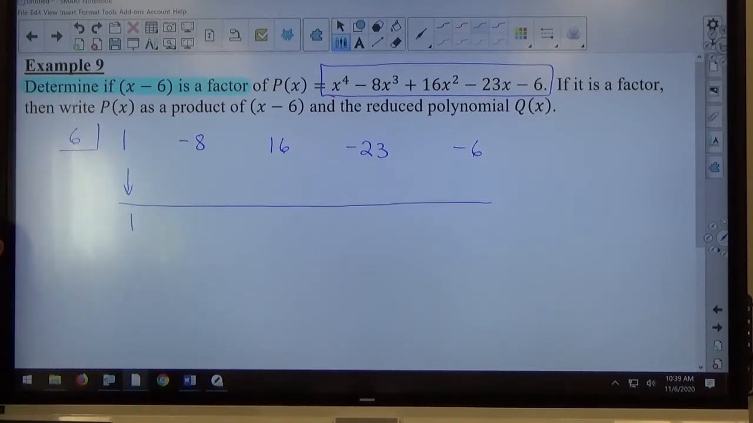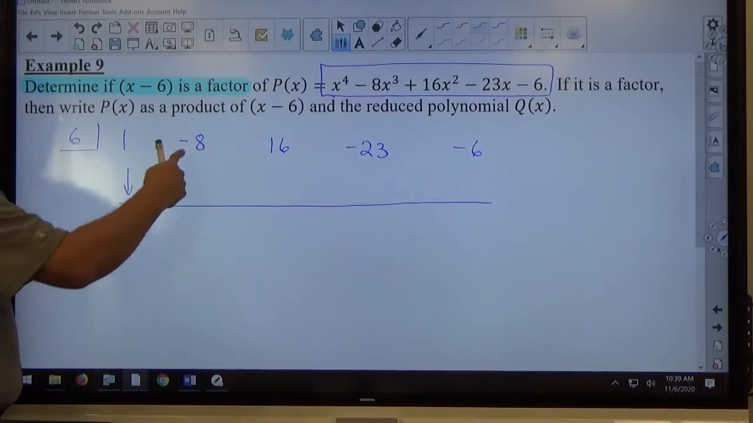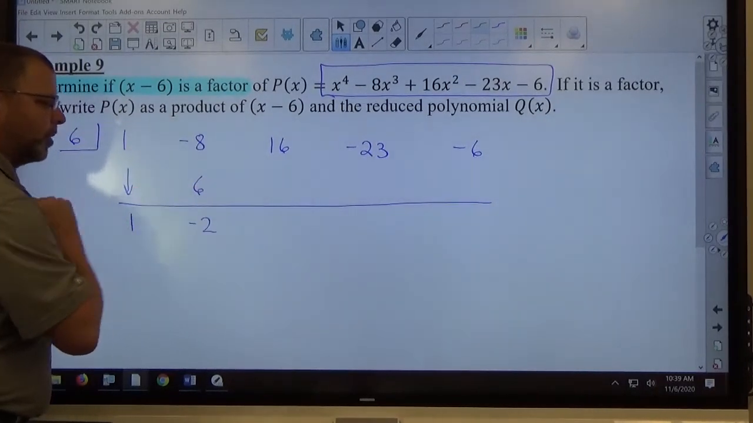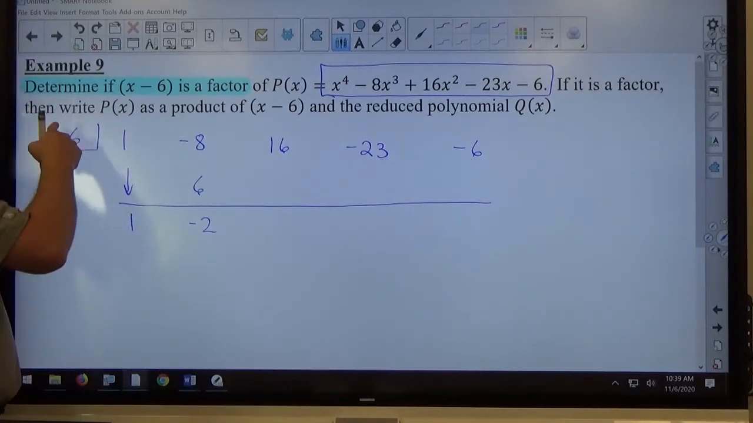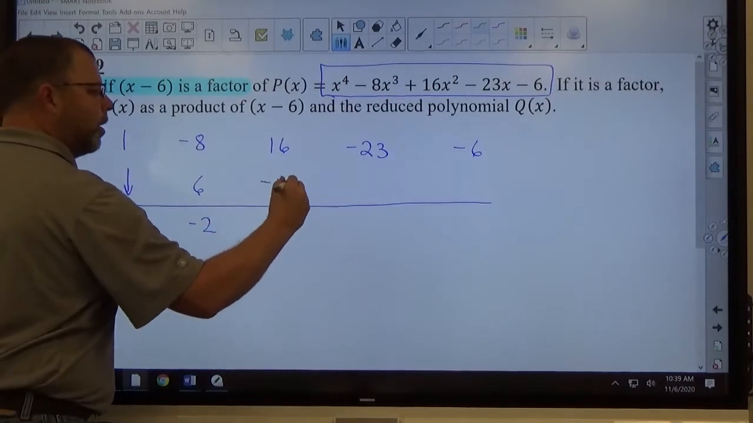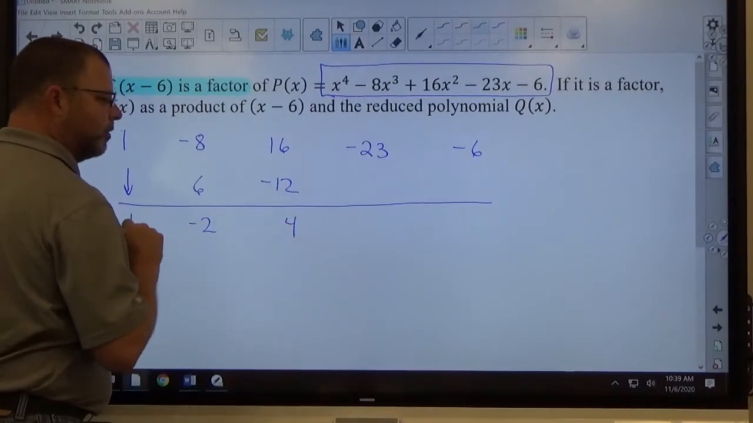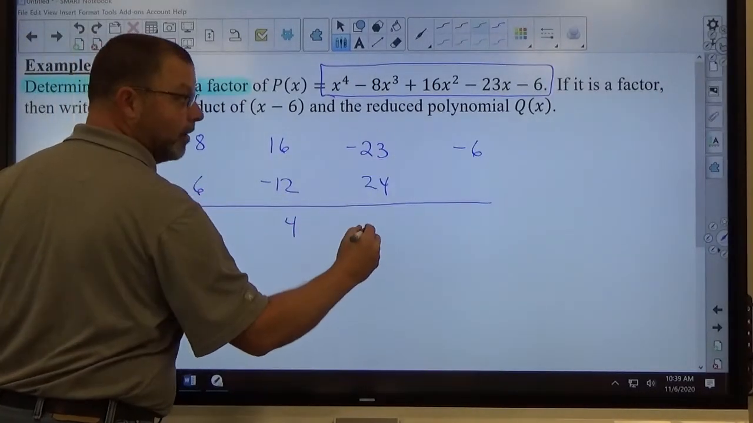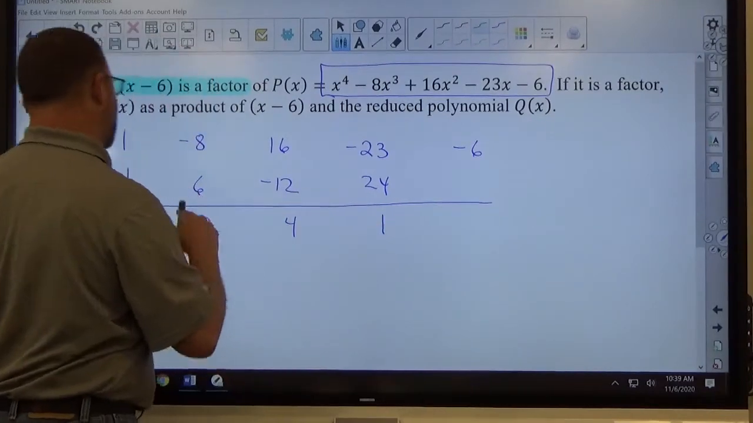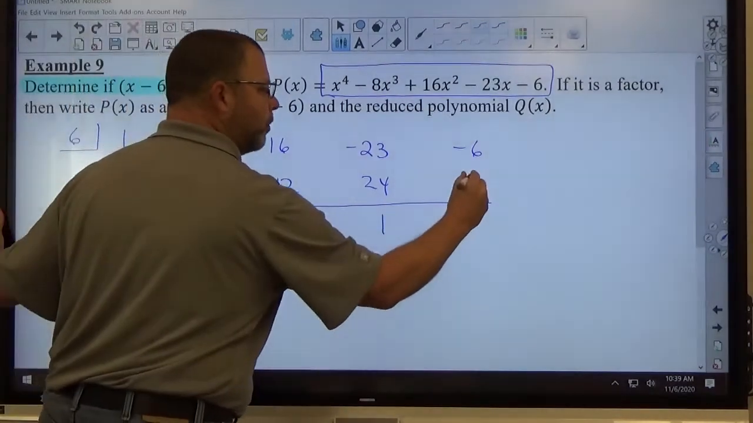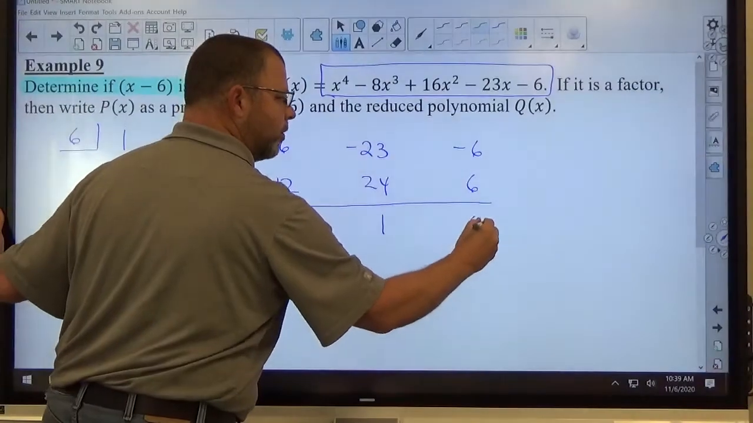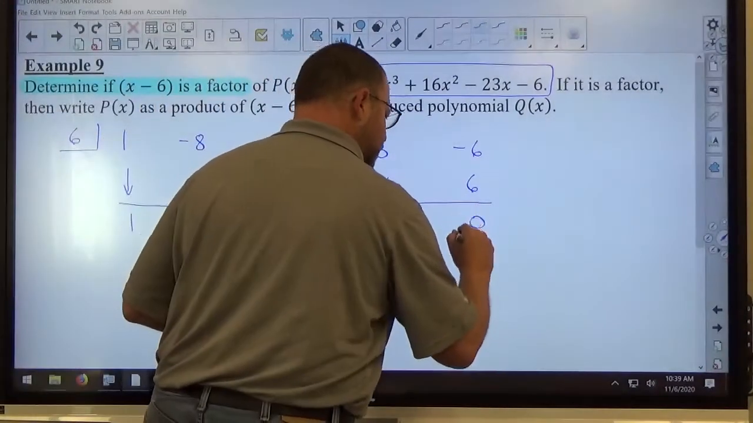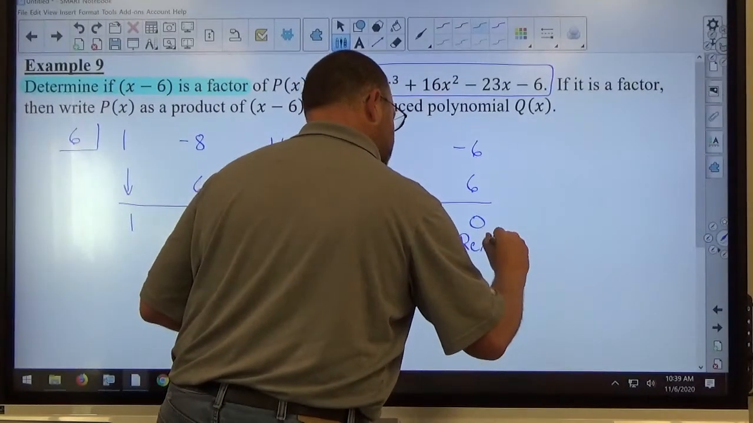This number gets brought down. We multiply to get up. 6 times 1 is 6. We add to get down. Opposite signs subtract, 8 is bigger, negative. Multiply, opposite signs gets negative 12. Opposite signs subtract, positive 4. Multiply, same signs, positive 24. Add, different signs, subtract, positive 1. Multiply 6 times 1, positive 6. Subtract, we get 0. So notice our remainder, which is this guy, is 0.